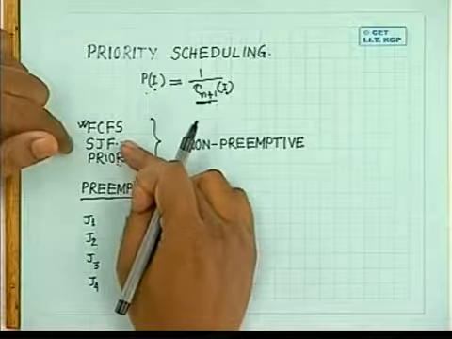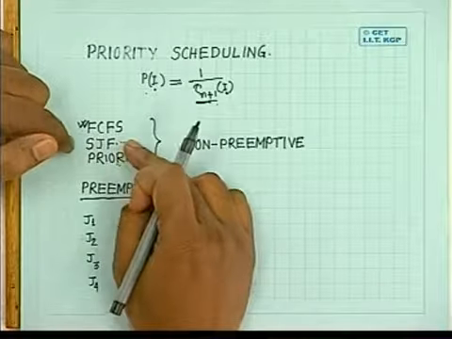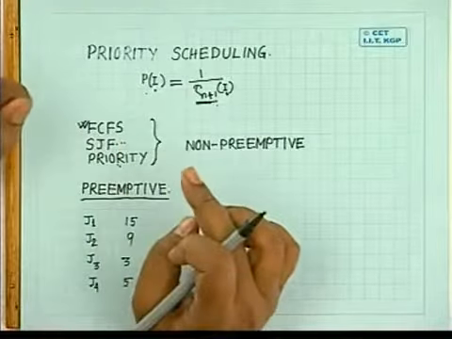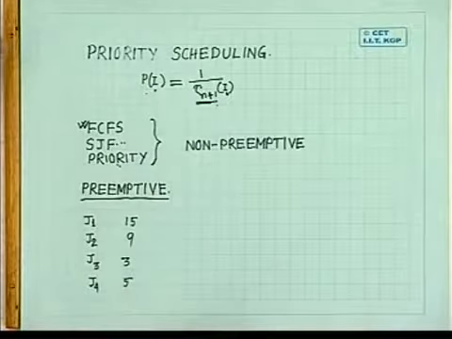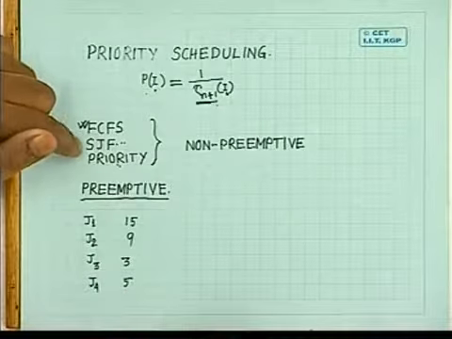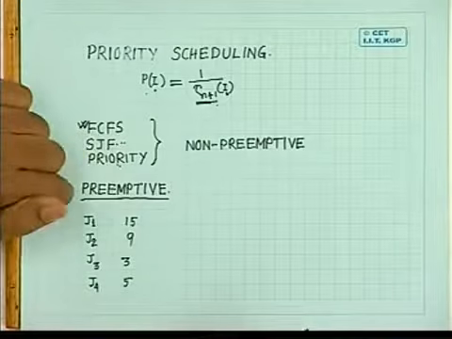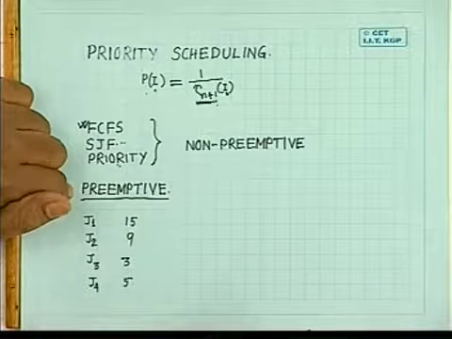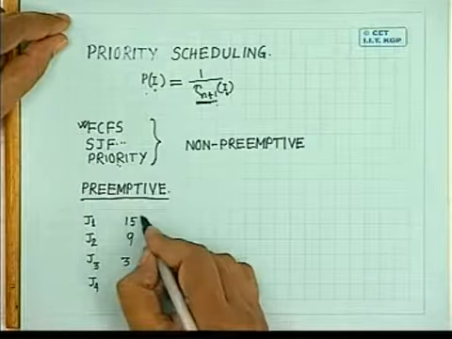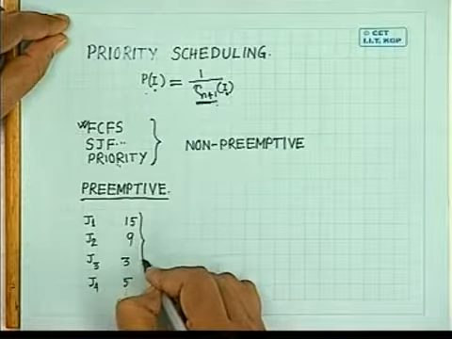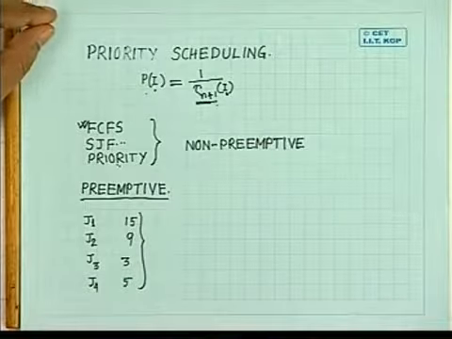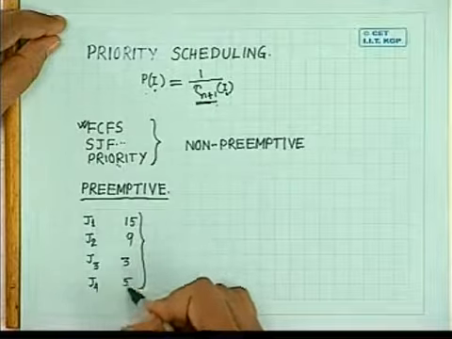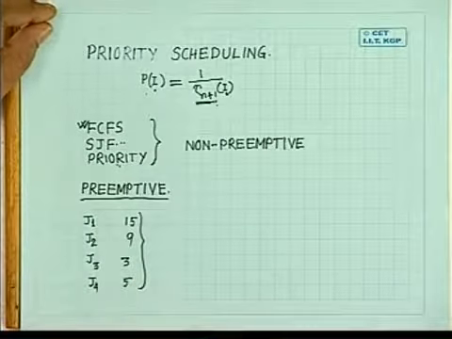Now, suppose we are going for this shortest job first kind of CPU scheduling. Let us see how this will work. And we want to modify this CPU scheduling to make it a preemptive CPU scheduling. Initially I have these jobs in the ready queue with these CPU burst times.